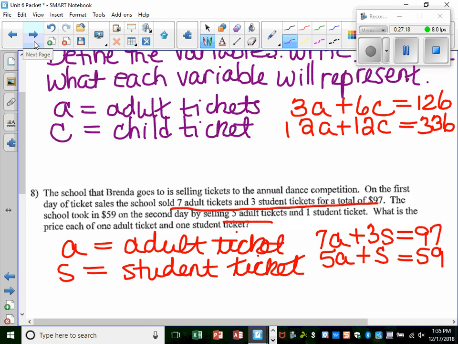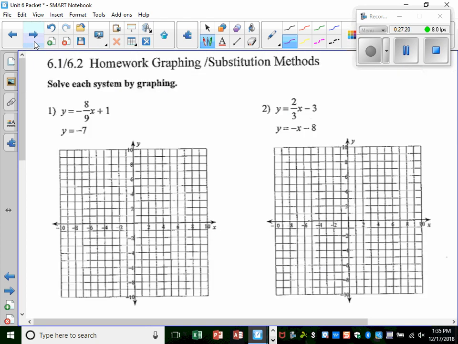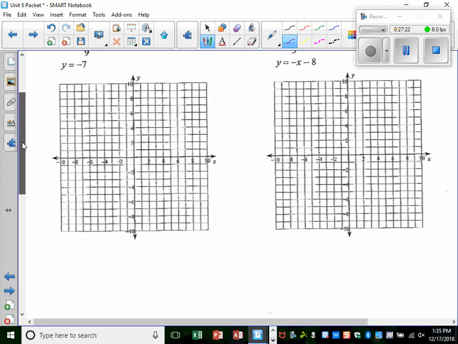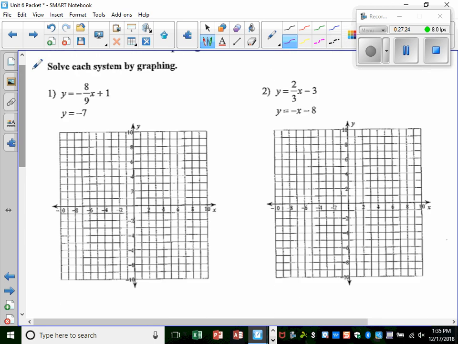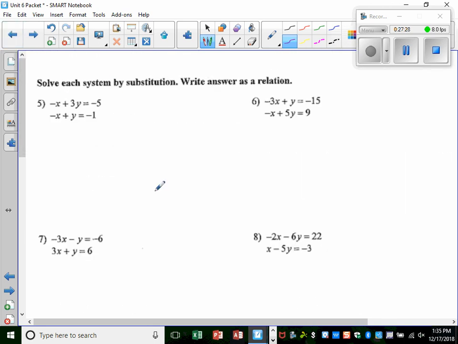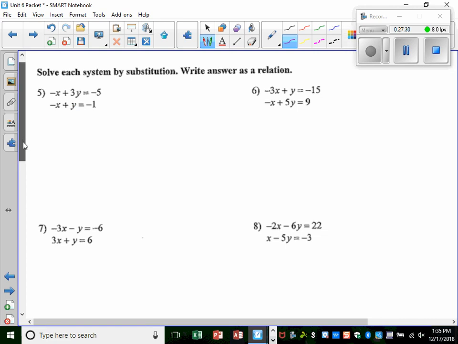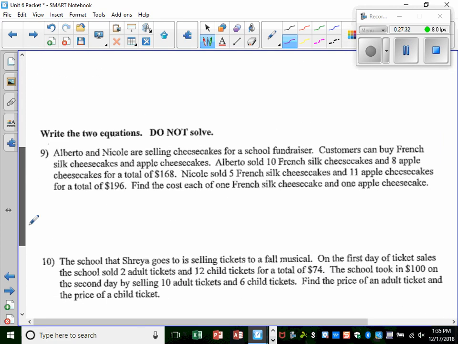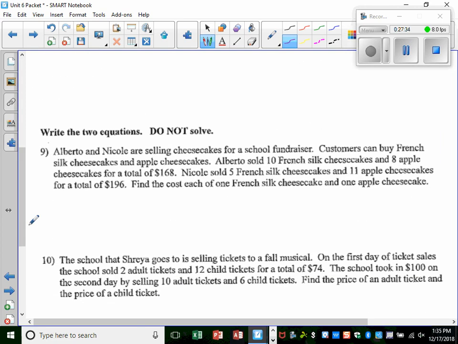Your homework is on the next page. You have a few graphing ones to do, and a few substitution ones to do. It looks just like your notes that we just finished. It's basically the same type of setup. Again, do not solve, just simply define your variables and write your 2 equations.